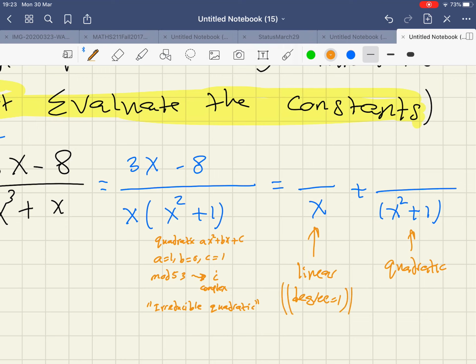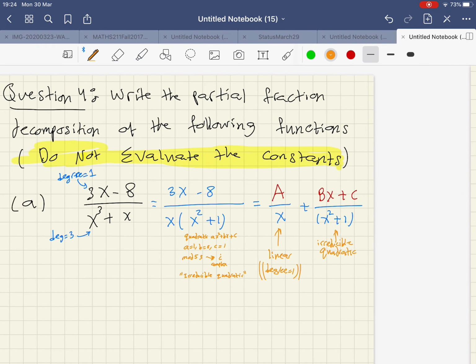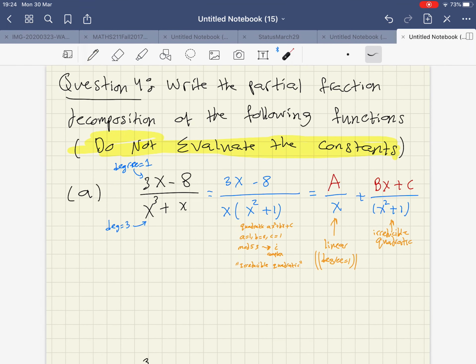If we have a linear, degree 1, all we need to write in the top is a constant a. If we have a quadratic, we have to write px plus c. This is the only two cases. Either we get degree 1 and we write a, or we get an irreducible quadratic, which means that thing that we cannot factor, and then we write px plus c. Okay, that's how we solve the first question, because all we need to do is write the partial fraction without finding the constants.